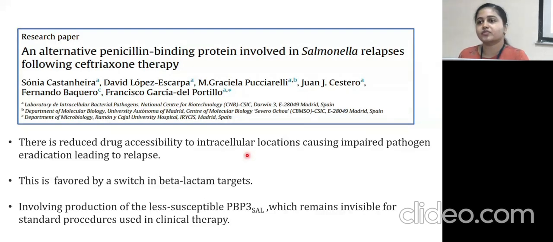And it's also favored by a switch in the beta lactam targets. So if there is a production of this PBP3 salt, then we have seen in this study that there is less susceptibility to the ceftriaxone treatment.